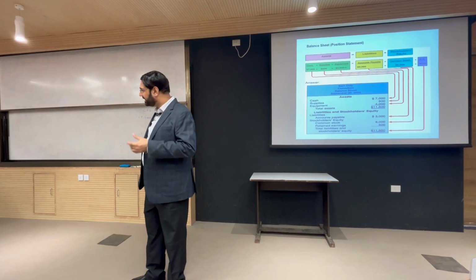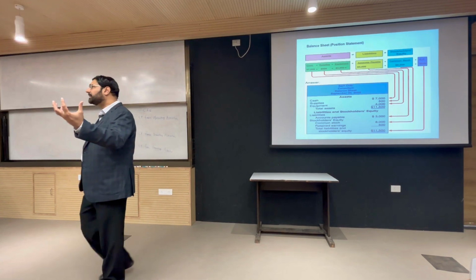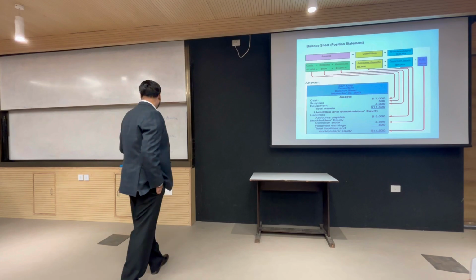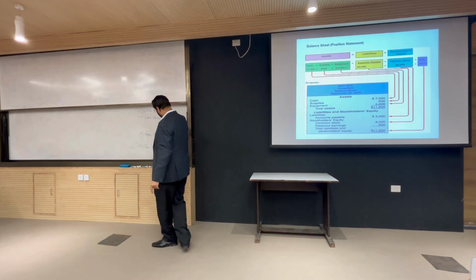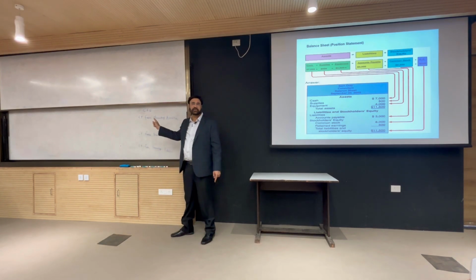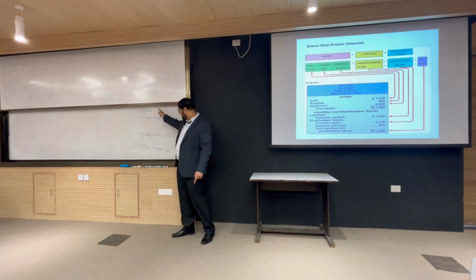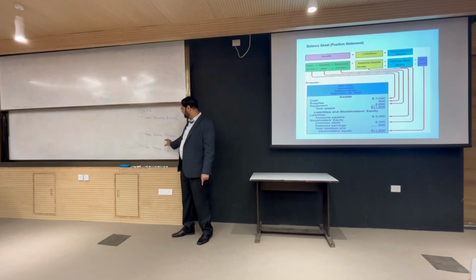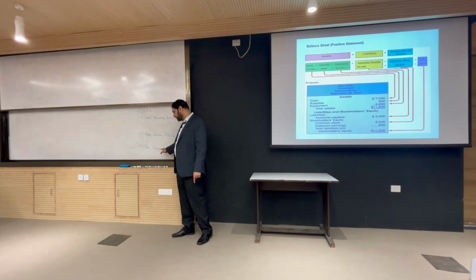Under the direct method, we just prepare the cash flow statement from all the transactions jointly. And under the cash flow statement from the direct method, what are the three headers that you have to give? This is how you will have to prepare it. Cash flow from operating activities, leave 4 lines. Cash flow from investing activities, leave 3-4 lines. Cash flow from financing activities, leave 3-4 lines.